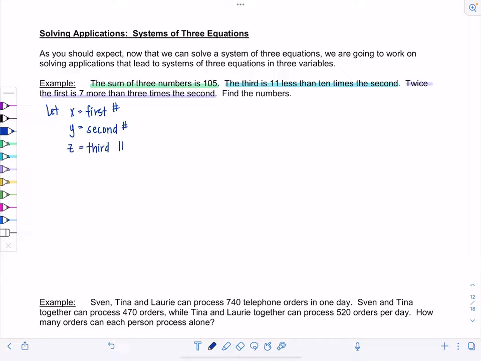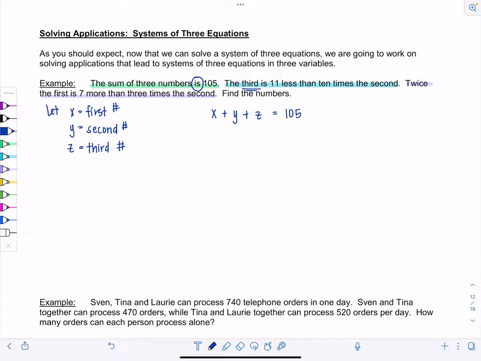Now, can you write three separate equations based on what was given to us in the problem? Right off the bat, look at this first sentence. The sum of three numbers is 105. So that means the sum, or x plus y plus z, is, remember when you see is in mathematics, you translate it into an equal sign, 105. Okay, bam, equation one is done.